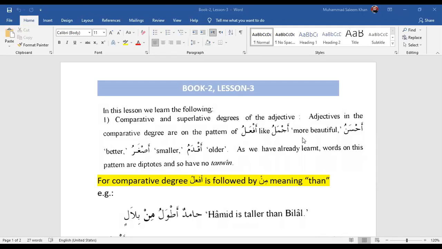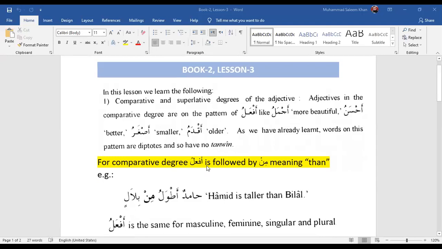It's very easy basically here. As it's mentioned here, these patterns are diptotes, so they don't have any tanween. We have learned that they are partially flexible. For the comparative degree, af'alu is followed by min, meaning than. So whenever we see min after af'alu, that means it is used for comparative degree.